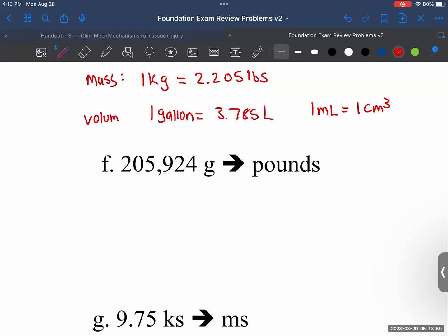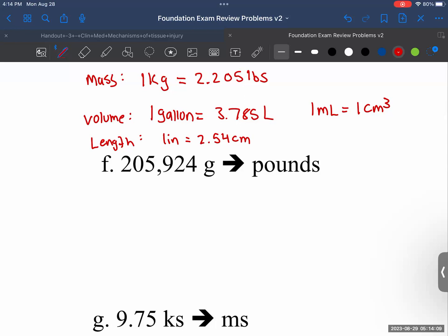Volume. And then you need one for length. So the one that you should memorize for length, which one do y'all think it is? 1 inch is equal to 2.54 centimeters. Yeah, 1 inch equals 2.54 centimeters.